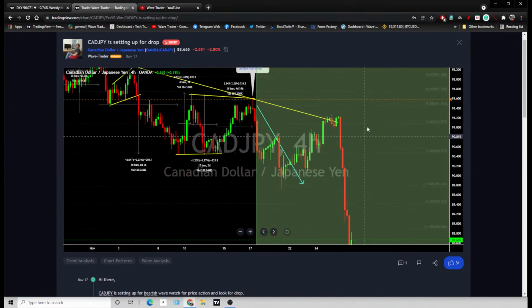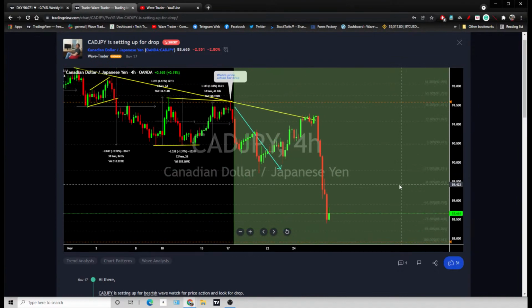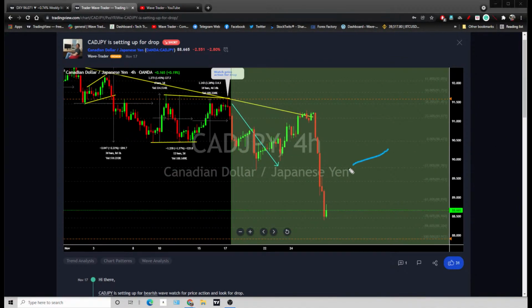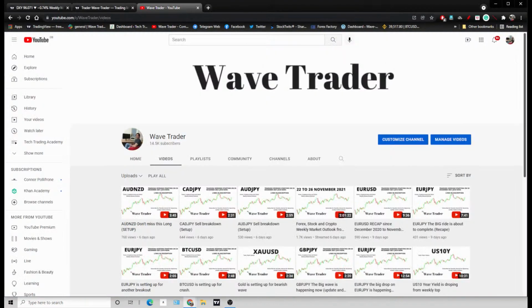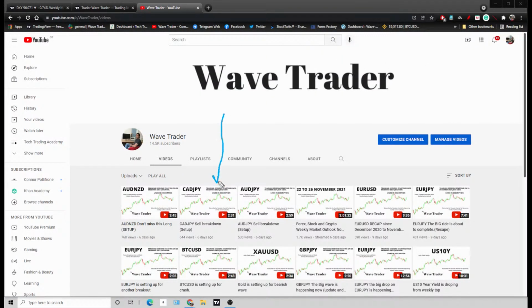On CAD yen, we have seen the move we were talking about in the previous video, the one I just asked you to look at again if you haven't. A nice move was there, and this setup was there on CAD yen.